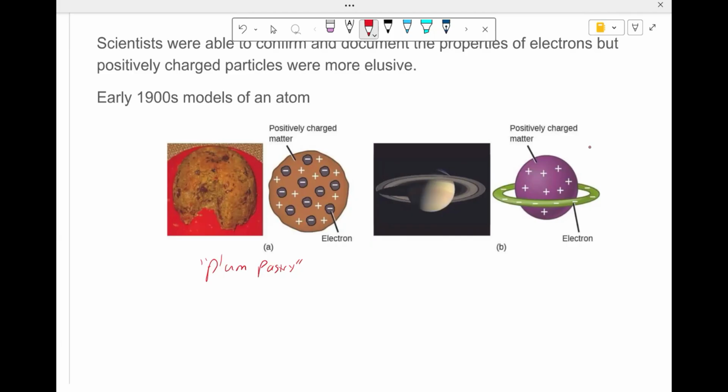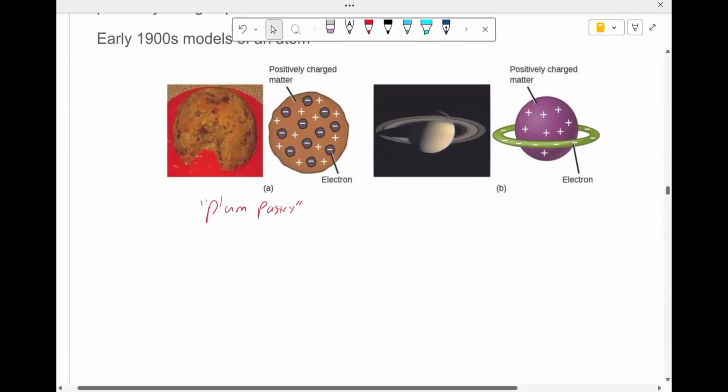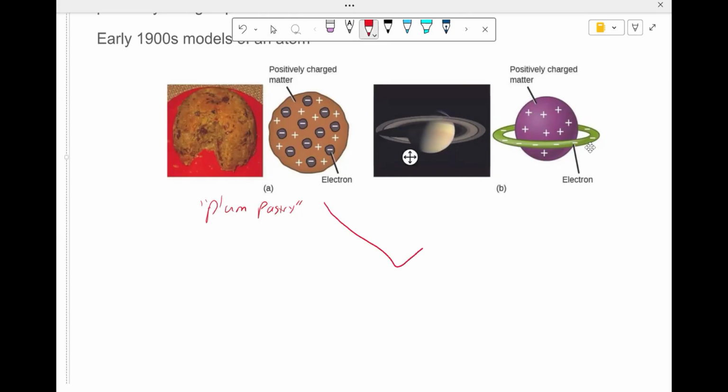Regardless of these, and there's debate back and forth about what the correct description was, one thing I want to point out, which was later disproved, is that both of these models contain a significant volume of positively charged stuff. I know that word is not very technical, but there was a large volume of whatever these positively charged things were.